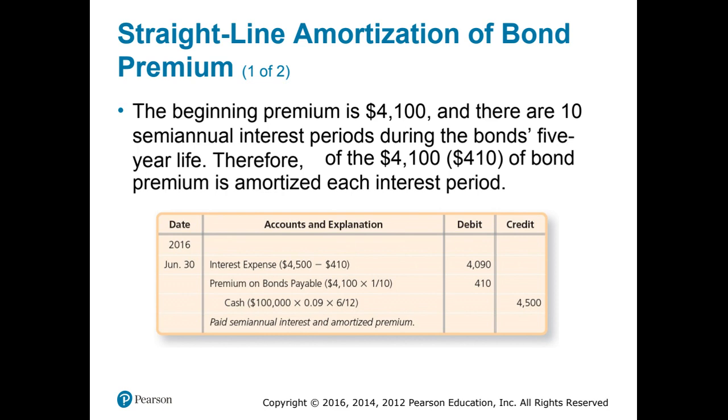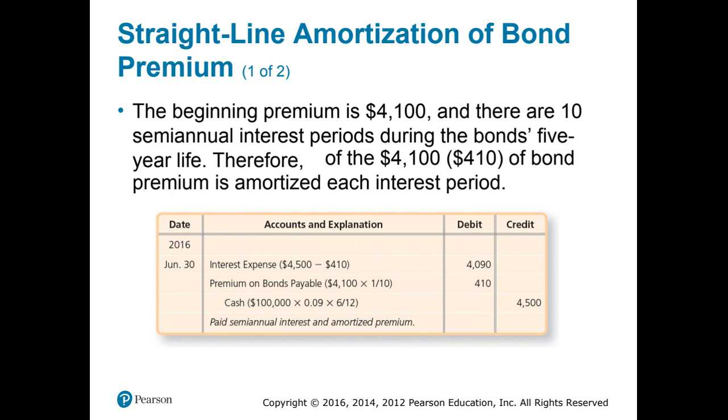For the premium on bonds payable, we are going to debit 410. And for the premium, we found that by taking the 4,100 times 1/10. They're semi-annual, but there's 10 semi-annual interest periods. And so we're looking at one period, so we're going to take 1/10.